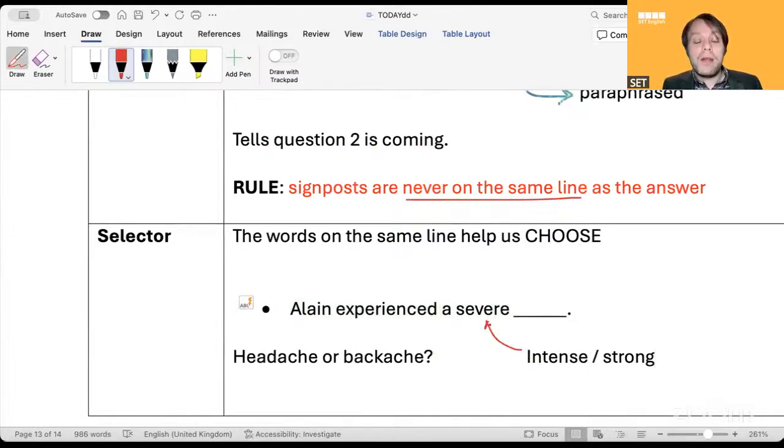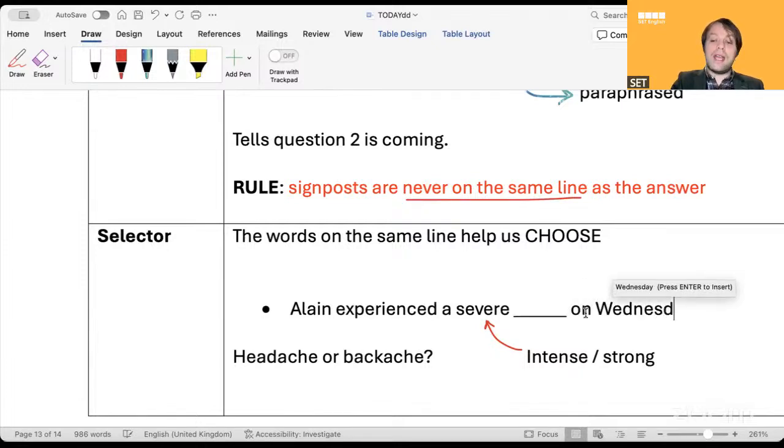Now, of course, we do not know the answer. But OET will never do this to you. They will never allow two possible answers. They cannot do that, can they? It would not be a very good test if it was two possible answers. So what they will do is use a selector word. So it might say, Alan experienced a severe blank on Wednesday.